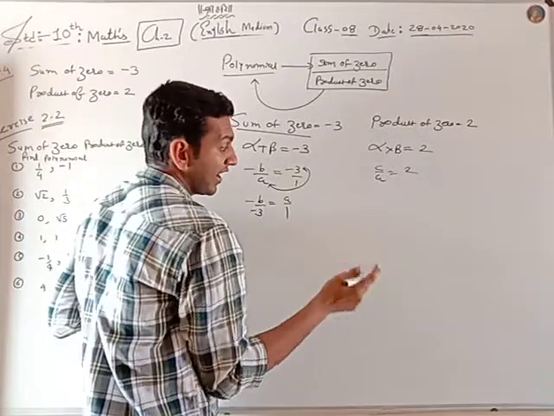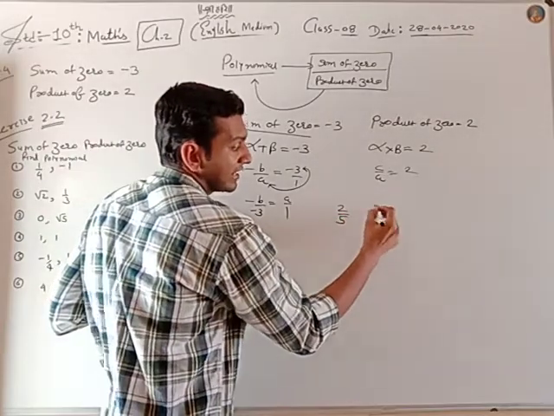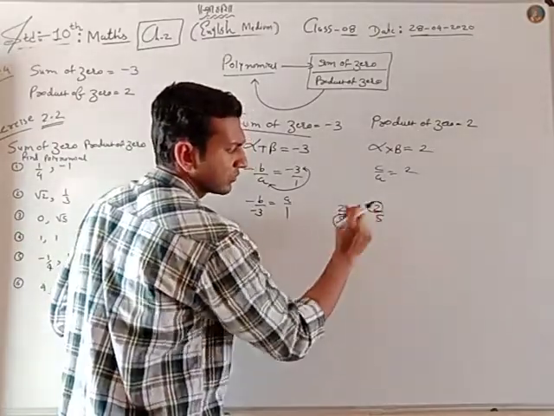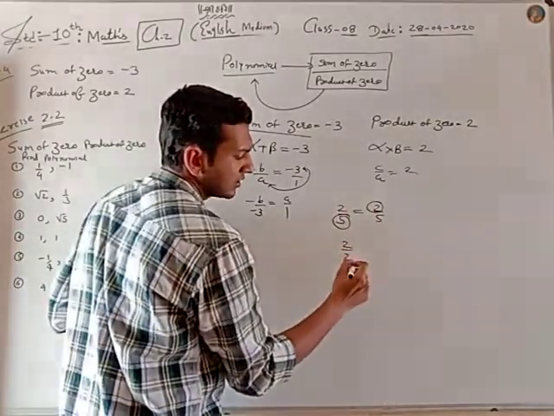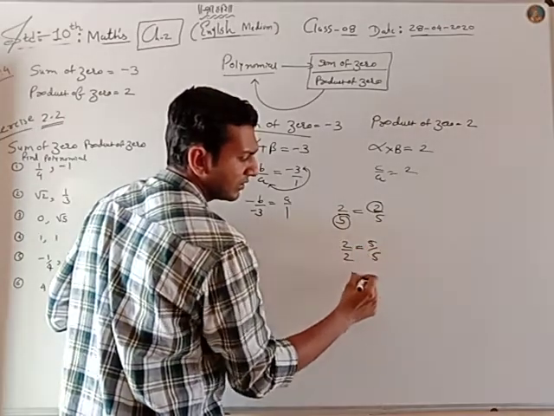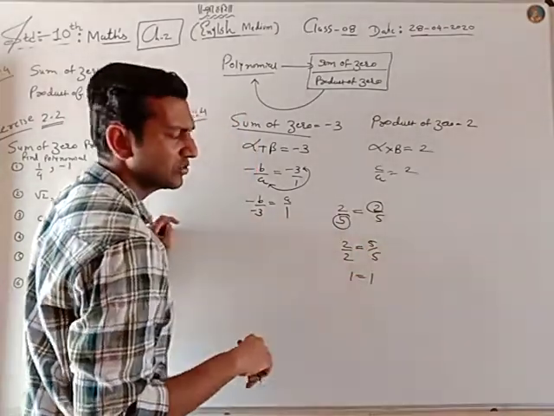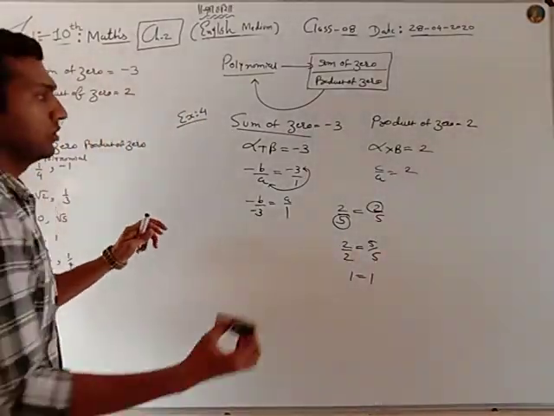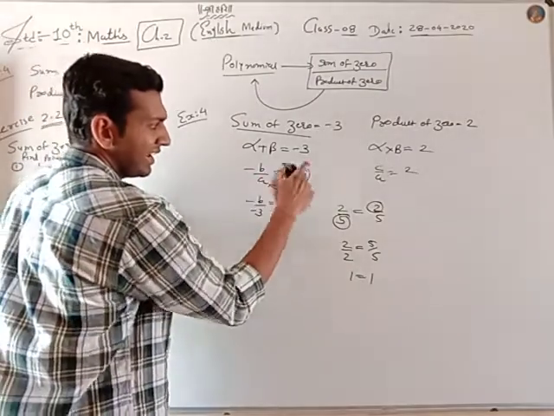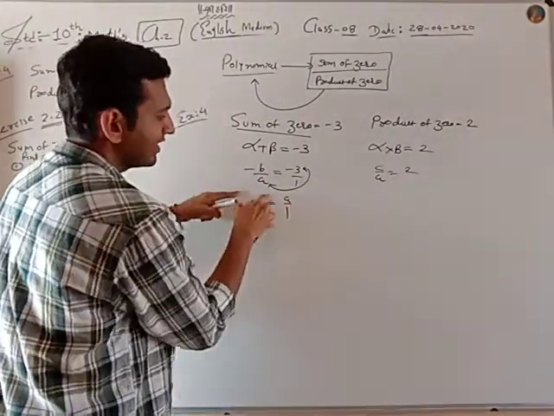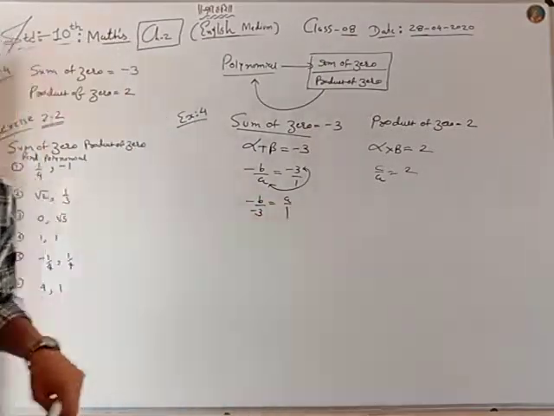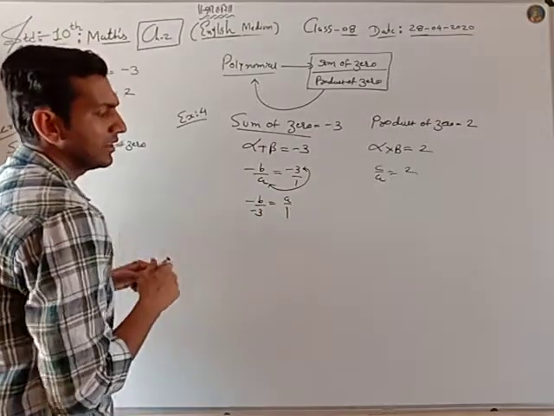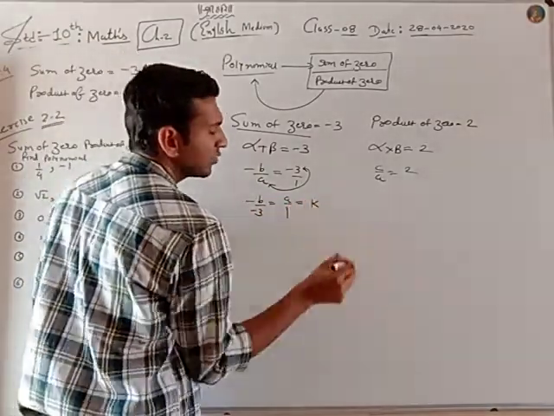If I have two fractions like 2 by 5 and 2 by 5, both are equal. If I change these two positions, I get 2 by 2, 5 by 5, the same answer, equality is there, so there is no issue. So changing the position of a and -3, you get minus b by -3 equal to a by 1.